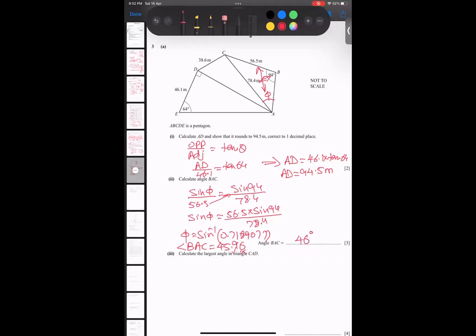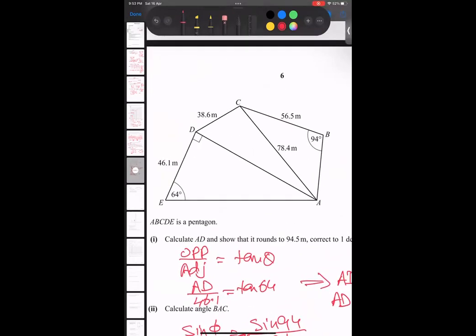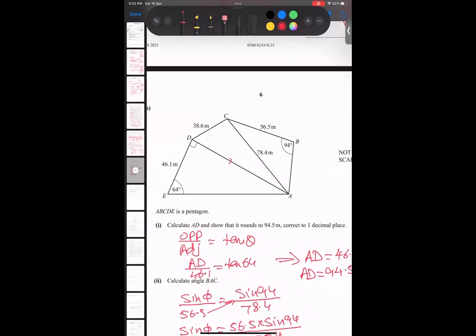So let's talk about the next one: the largest angle in the triangle CAD. Let me erase again, and let's talk about which side of triangle CAD is the biggest. You can see this side, this side, I think we got it. This is 94.5. Which side is the largest? Naturally it is very clear, this is the largest side, so this angle is the largest. So I have to find this one. Have a look now at how to get it.